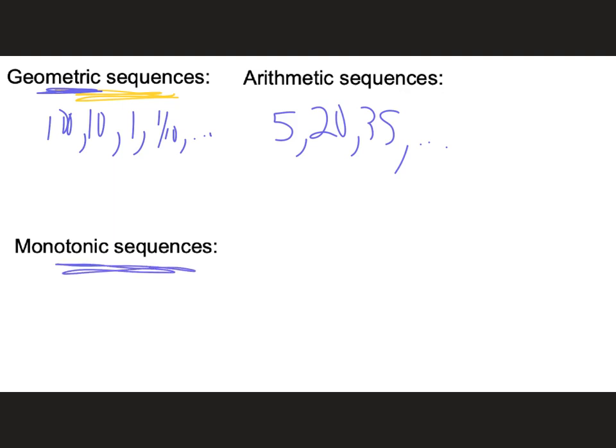Monotonic sequences. So the term monotonic is new for us, but monotonic refers to, well, mono is like one, so like one thing is going on here. So if we have a sequence that's monotonically increasing, that means that every term is greater than or equal to the previous term. This one would be monotonically decreasing. This would be monotonically increasing.